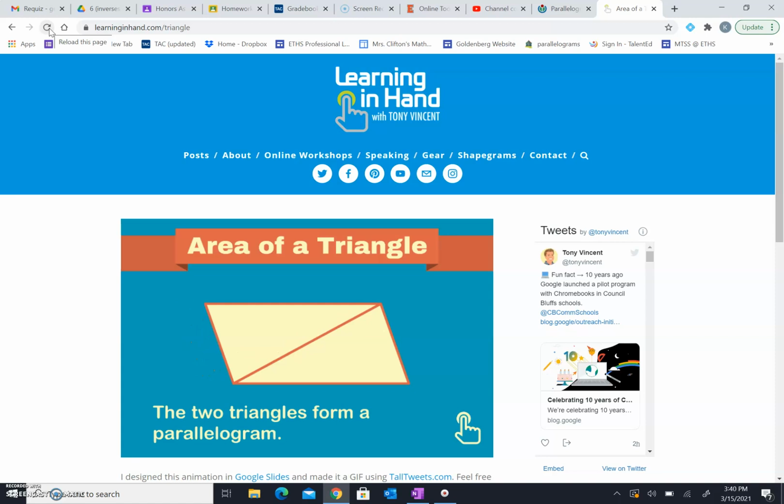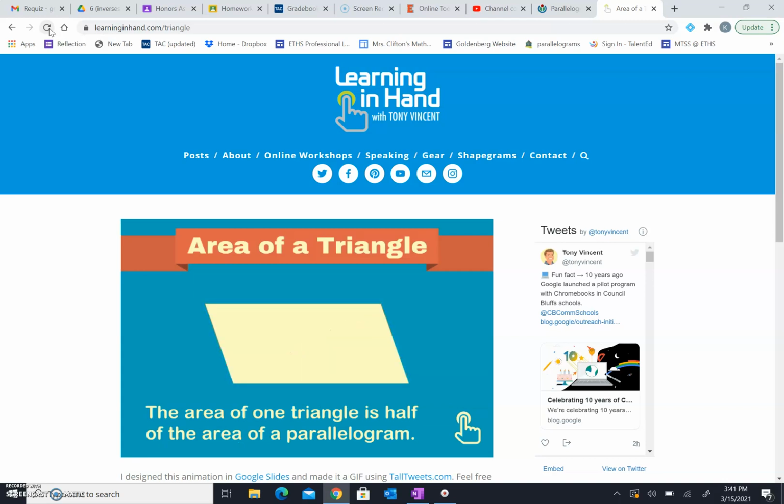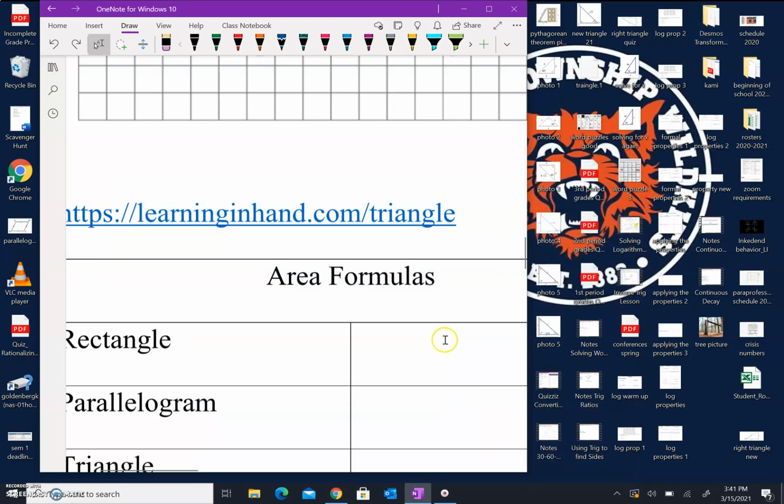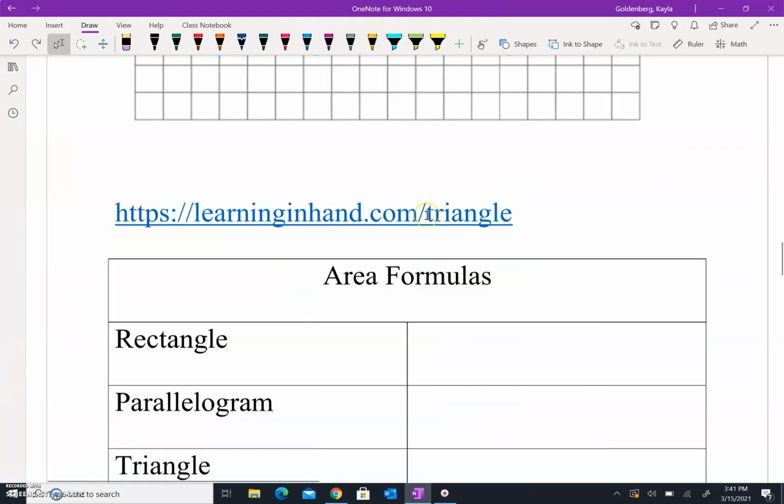The two triangles make a parallelogram, and we just talked about the area formula for a parallelogram, right? We know it's going to be half of the total, so the parallelogram is base times height, so we just do that times 1/2 or divided by 2. So let's write that down formally.